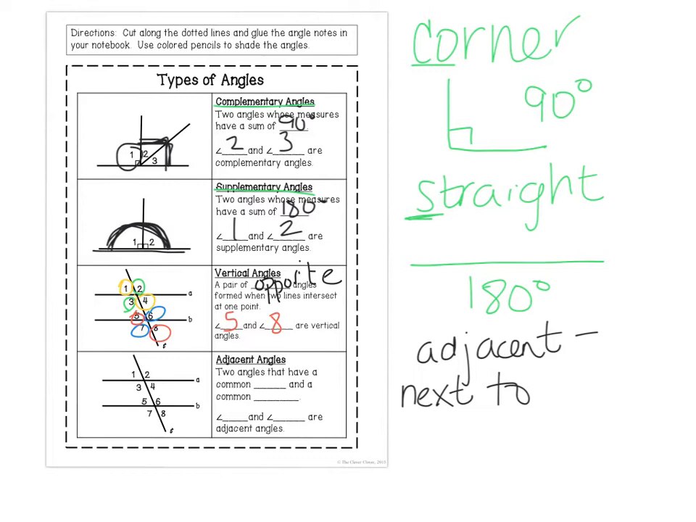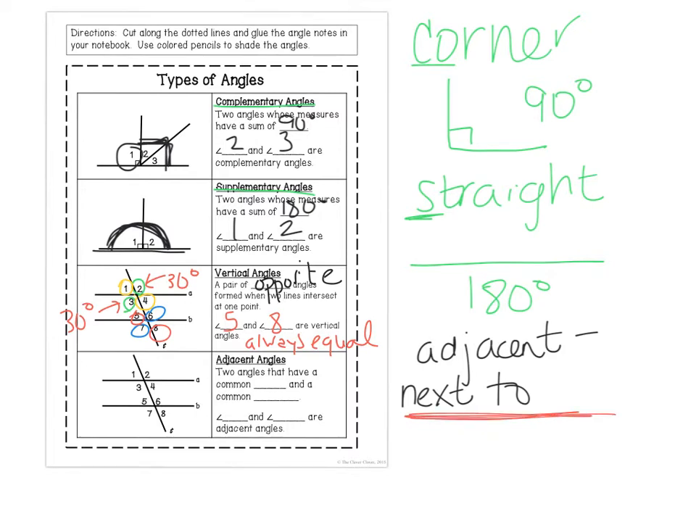Okay, so I'm going to write down the side. Always equal. So if angle 2 was 30 degrees, that means angle 3 is also 30 degrees. Vertical angles are always equal to each other. All right? Then we have adjacent angles, which we talked about already.